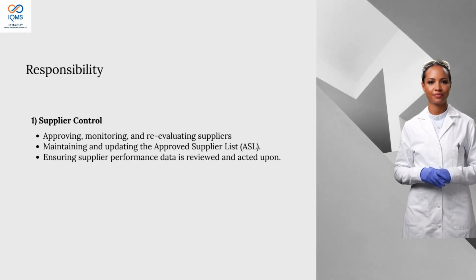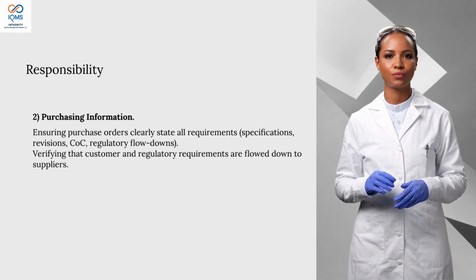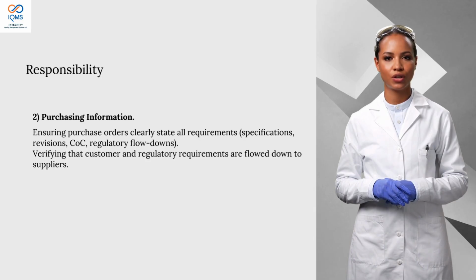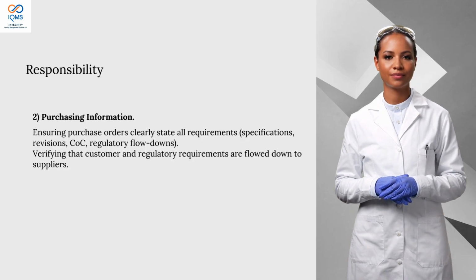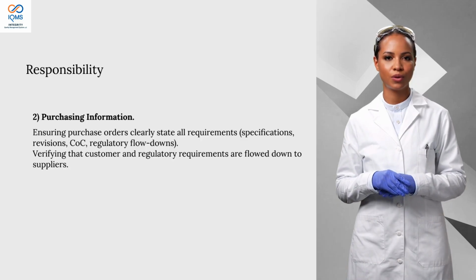Responsibilities. The process owner is responsible for: 1. Supplier control. Approving, monitoring, and reevaluating suppliers, maintaining and updating the approved supplier list, ASL, and ensuring supplier performance data is reviewed and acted upon. 2. Purchasing information. Ensuring purchase orders clearly state all requirements, specifications, revisions, COC, regulatory flowdowns. Verifying that customer and regulatory requirements are flowed down to suppliers.